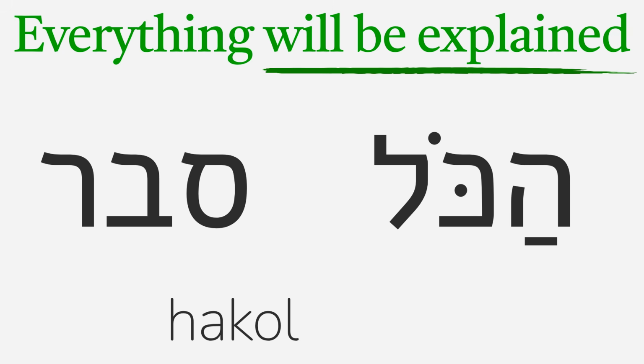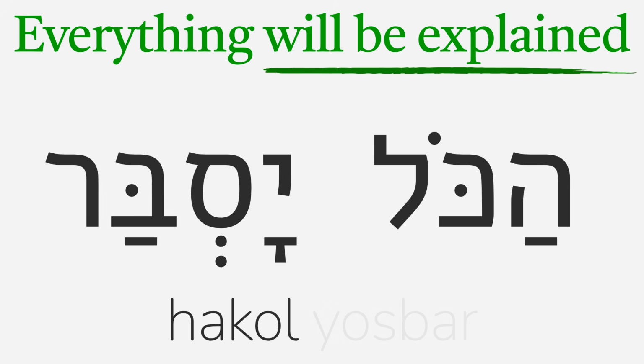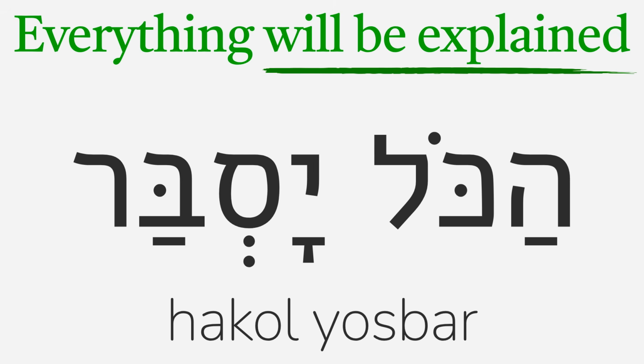The Hufal future tense has the same form as the hu form of its past tense. Hosbar, it was explained. We'll just replace the he prefix of the past tense with a future tense prefix. Since the subject of this future tense verb is he, this prefix will be a yod. Yosbar, it will be explained. Hakol yosbar, everything will be explained.